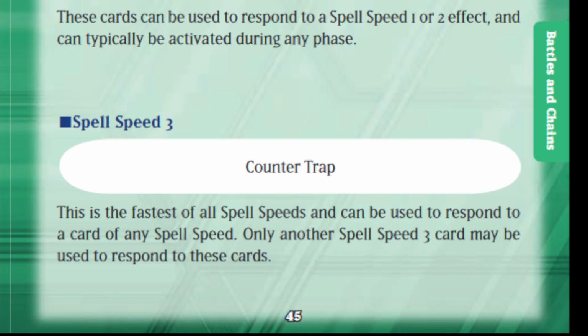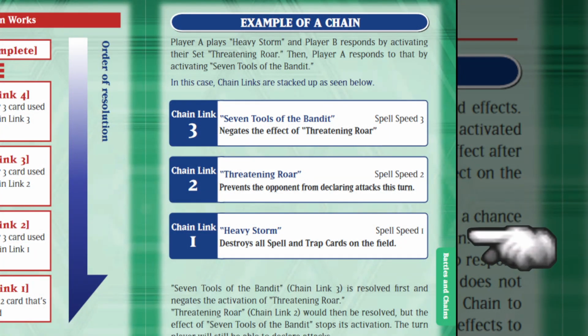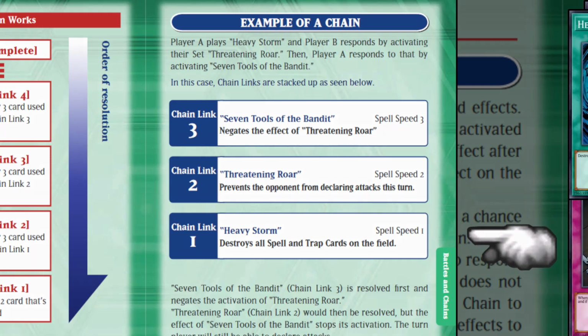In other words, you can only activate a counter trap in response to a counter trap. For a chain, where player 1 activates Heavy Storm as Chain Link 1, player 2 responds with Threatening Roar as Chain Link 2, and then player 1 negates Threatening Roar using 7 Tools of the Bandit as Chain Link 3. Let's take a look at this with a more visual representation.